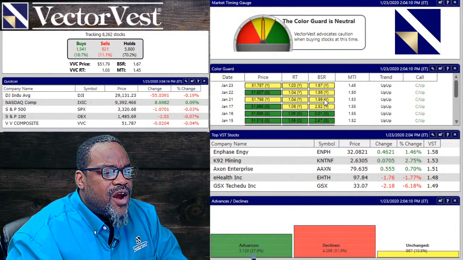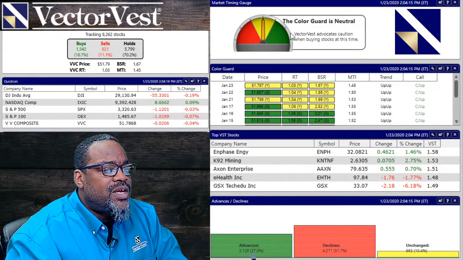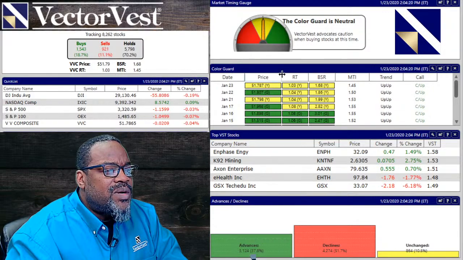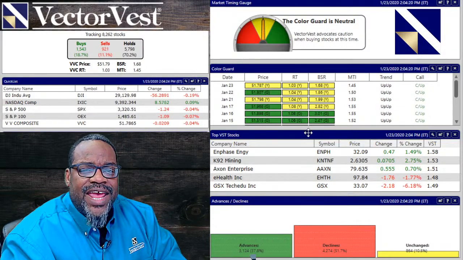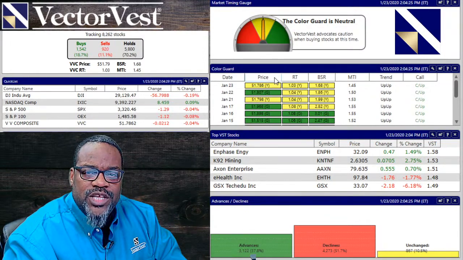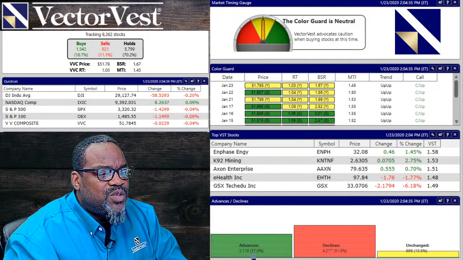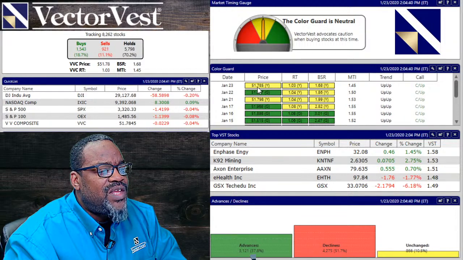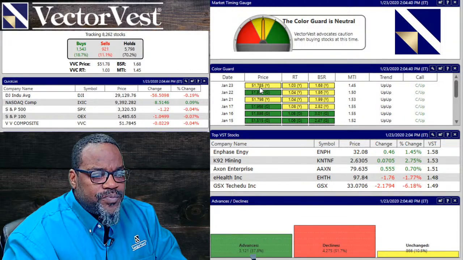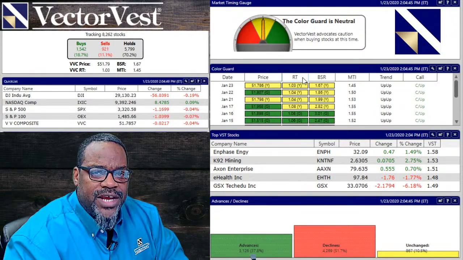Because we look at our color guard, this is a bigger view of our traffic light into the market. All right, the market timing gauge is in a daily view, but when we look at our color guard, we're looking at 6 days of data, and we're looking at three of our market timing indicators. The price, which is the price movement of the VectorVest composite, that's an indexed arithmetic average of all of the stocks that we track. Currently, we're tracking 8,262 stocks. The average price of those stocks right now is trading at $51.78.